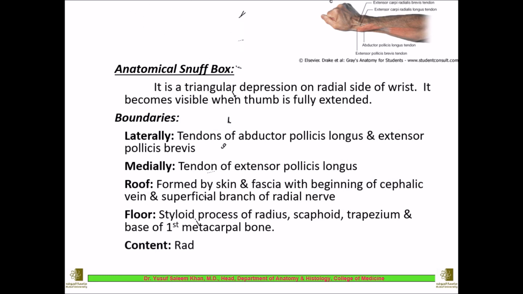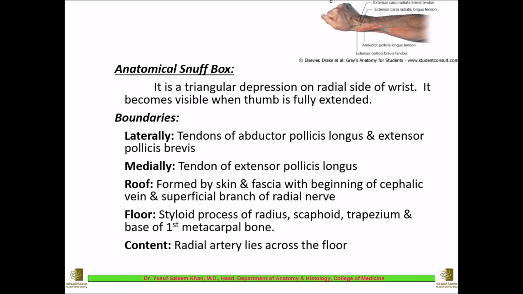What is the clinical importance of this? This is the area where the radial artery lies, especially on the radius. Whenever there is a bone and on that is the artery, you can easily feel the pulsation. So this is the site where you can feel the radial arterial pulsations when you cannot feel them at some other points.